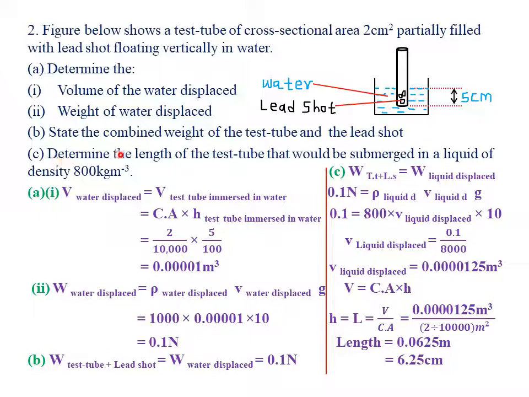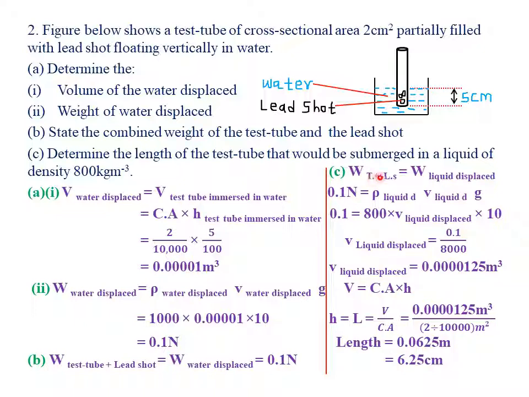Then part C, we are told to determine the length of the test tube that will be submerged in a liquid of density 800 kilogram per cubic meter. So again, if you are immersing it in a different liquid, the only thing that will change is actually the upthrust, because different liquids will offer different forces of upthrust. So we must look for the upthrust offered by this particular liquid. We know from the law of flotation that a floating body displaces its own weight of the fluid in which it floats.